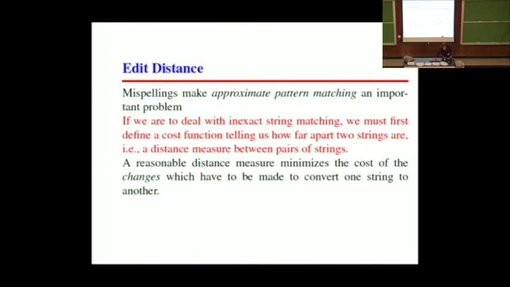Let's think about that. Skiena is S-K-I-E-N-A. How would you convert that into skiing? S-K-I. How do you spell skiing? Another I-N-G, 2 I's? Okay. How would we convert Skiena into skiing? What do we have to do?